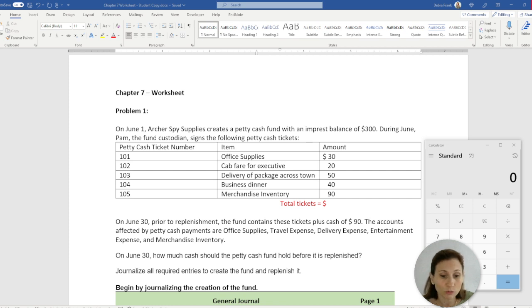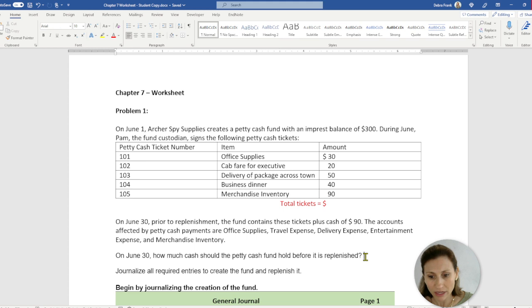So they already told us what the general ledger accounts are for each of these items, okay? And then on June 30th, how much cash should the petty cash fund hold before its replenishment? If we're trying to answer this one, it's just getting us ready for the logic of what's going on when we do the next journal entry. So we'll answer that one right now.